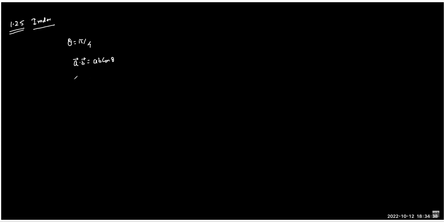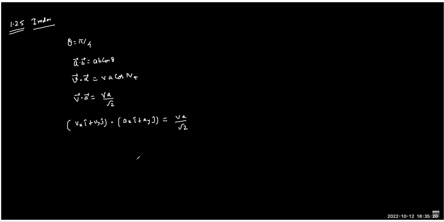And here they are asking the V dot acceleration, which you can write as VA cos 45, because they are saying that at what moment this is 45 degrees. So this will become V dot A becomes VA by root 2. And the V vector we can write as, and similarly A vector we can also write as Ax i cap and Ay. And then on the right hand side we will take the modulus value.